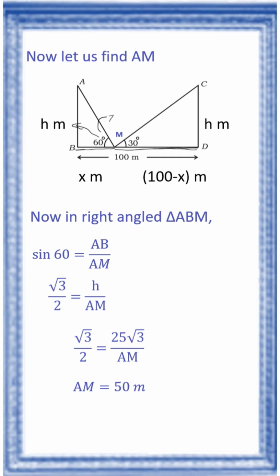One step is extra here. We have to find AM. Instead of H, we have put 25 root 3 by AM; this step is actually extra. Here observe, the terms in the numerator can be cancelled. Root 3 and root 3 get cancelled. So AM is equal to 50. So the length of the wire AM is 50 meter.